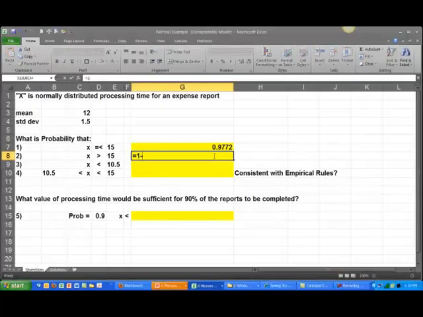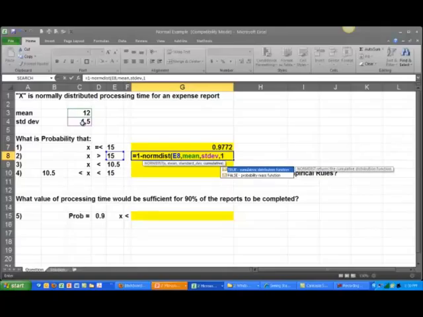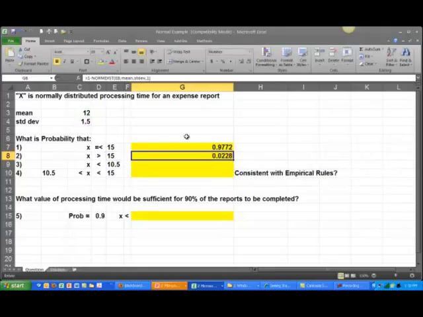I could say equals 1 minus NORM.DIST of 15, comma 12, comma 1.5, comma 1. And I get a value of 0.0228. And these two numbers should sum to 1. And I can confirm that in my little summary bar at the bottom of the screen.